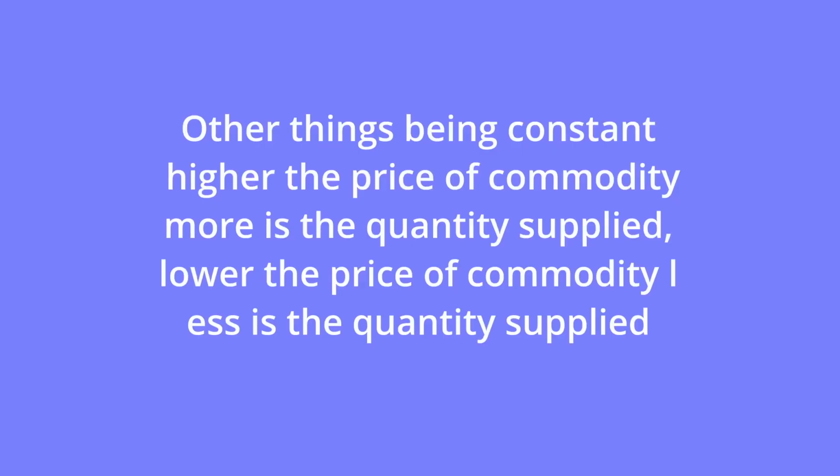So these 7 points are the determinants of supply. The next we are going with is the law of supply given by Alfred Marshall. Alfred Marshall said that higher the price of a commodity, more will be the quantity supplied, and lower the price of the commodity, lesser quantity will be supplied.